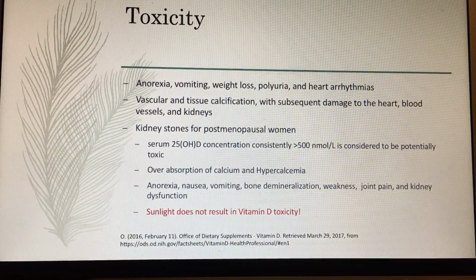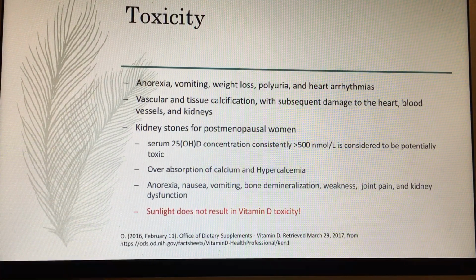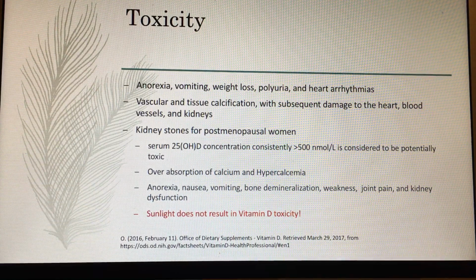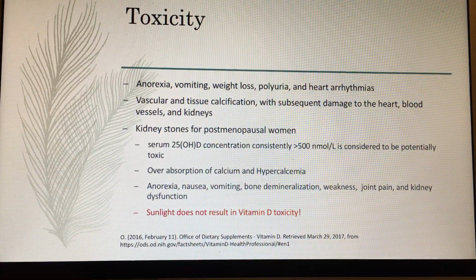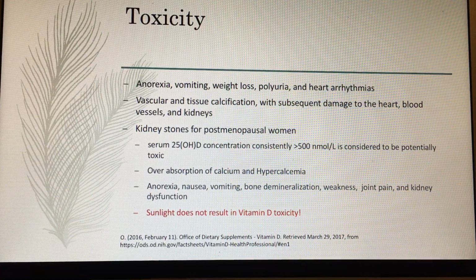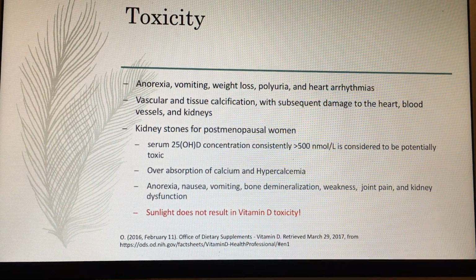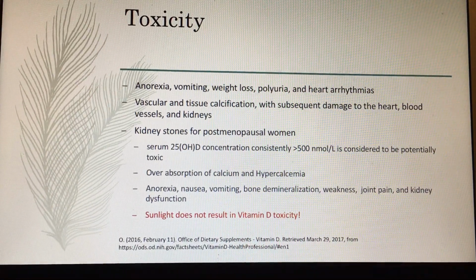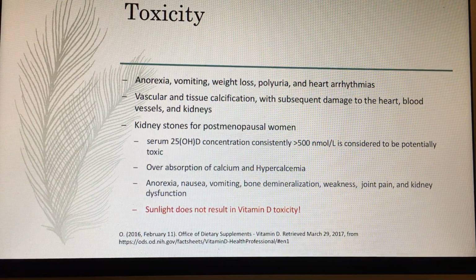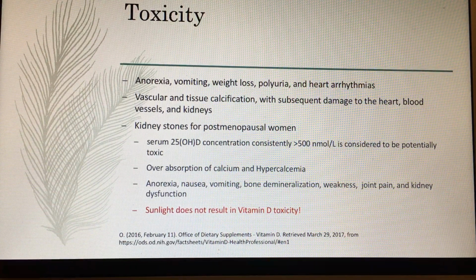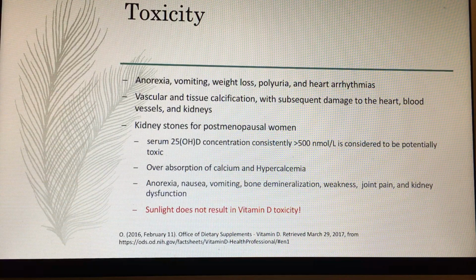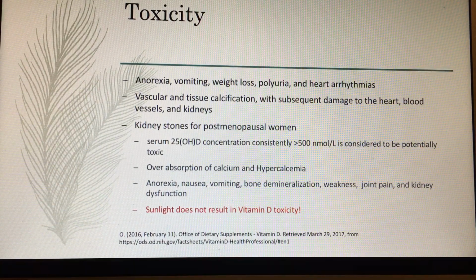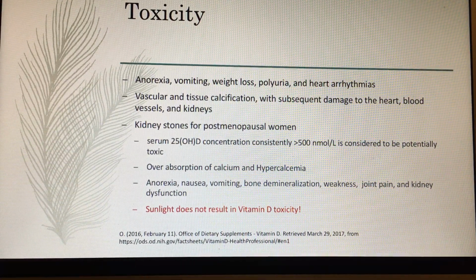Intakes of vitamin D from food that are high enough to cause toxicity are very unlikely. Toxicity is much more likely to occur from high intakes of dietary supplements containing vitamin D, especially in the form of cholecalciferol. Above these UL intakes, vitamin D can cause an overabsorption of calcium and hypercalcemia. Excess blood calcium, in turn, leads to deposits of calcium in the kidneys, heart, and lungs, anorexia, nausea, vomiting, bone demineralization, weakness, joint pain, and kidney dysfunction. In the early stages of toxicity, the symptoms often are treatable if vitamin D is withdrawn.